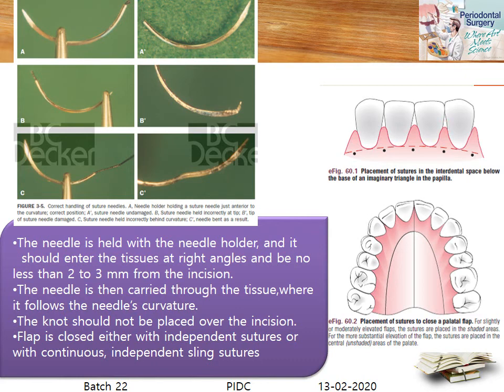The flap is closed either with independent sutures or with continuous or independent sling sutures. Whenever you are going to place sutures close to the palatal flap, for a slightly or moderately elevated flap, the sutures are placed in these shaded areas. For a more substantial elevation of the flap, the sutures are placed in this unshaded area. So mostly just involve this area.